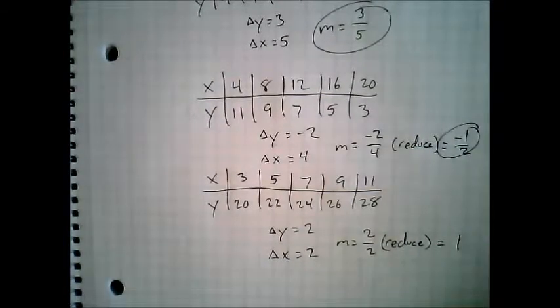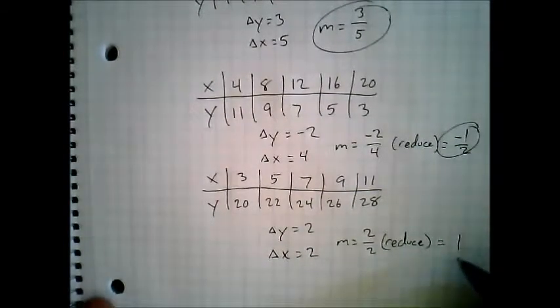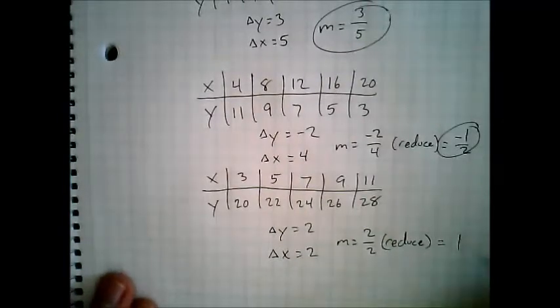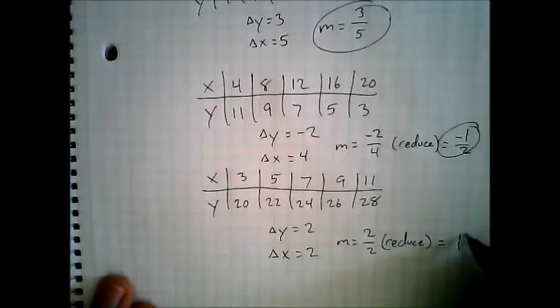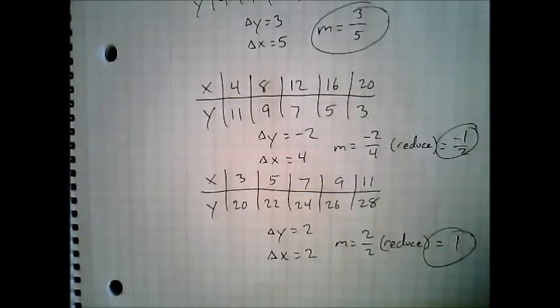And if we always have that every figure, if we could reduce it to be like 1 over 1, it's just that whole number. Okay, 2 divided by 2 equals 1. So our slope is 1. Okay, great.